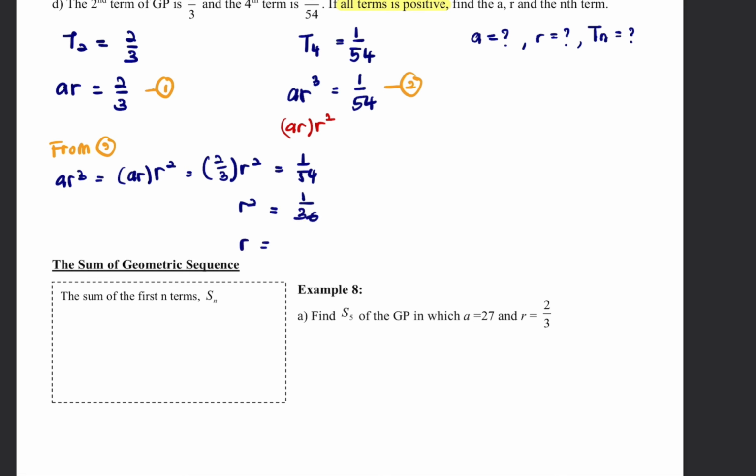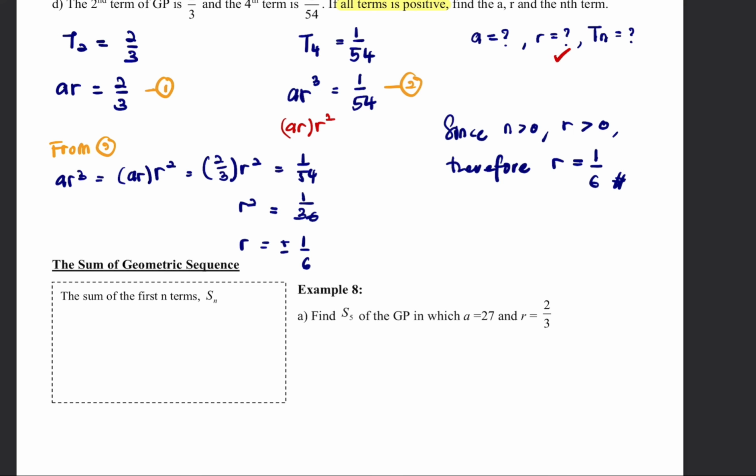Okay. Square pindah sebelah mesti ada dua jawapan, which is plus minus 1 over 6. Okay, but the question said if all terms are positive. So since all terms are positive, since our n is greater than 0, we know that our r will always be positive. So we can conclude, therefore our r is equal to 1 over 6. Okay, so r settle.